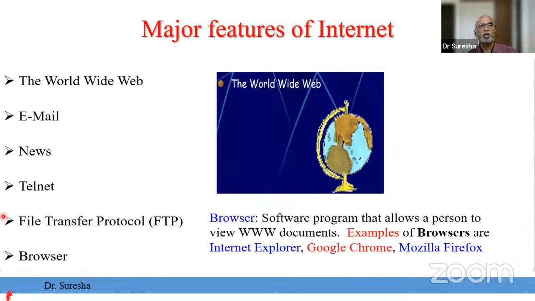Major features are the World Wide Web, email, news, telnet, file transfer protocol, and browser. So the internet will provide all these features. Examples of browsers are Internet Explorer, Google Chrome, Mozilla Firefox.